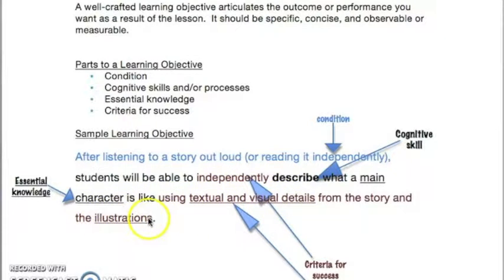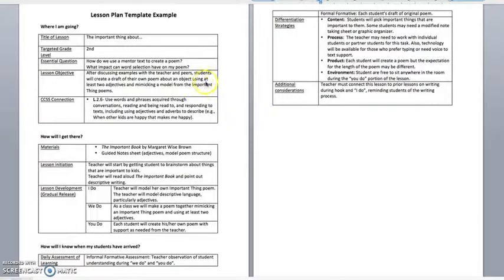Take a look at your unpacked standard and consider what components of the standard could be achieved at the end of one lesson. Then consider how you would measure if the students knew those concepts or could perform those skills. This will help you develop your learning objective.